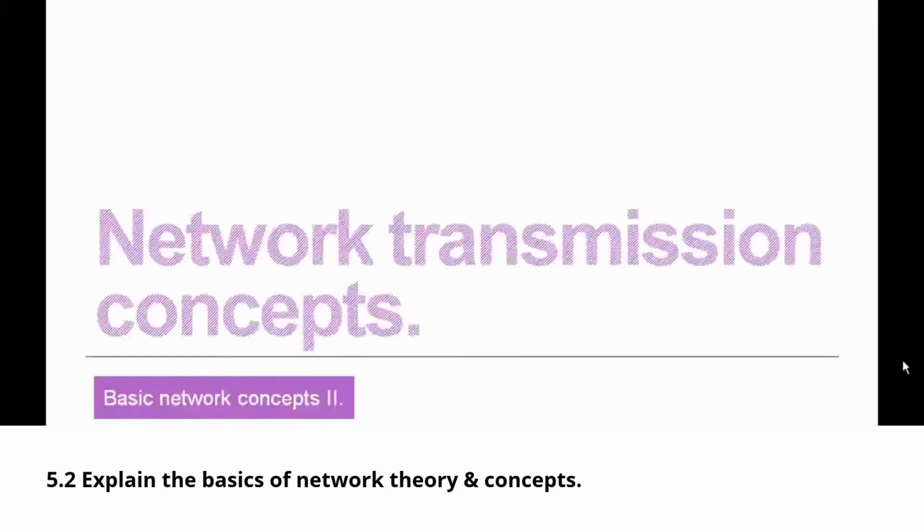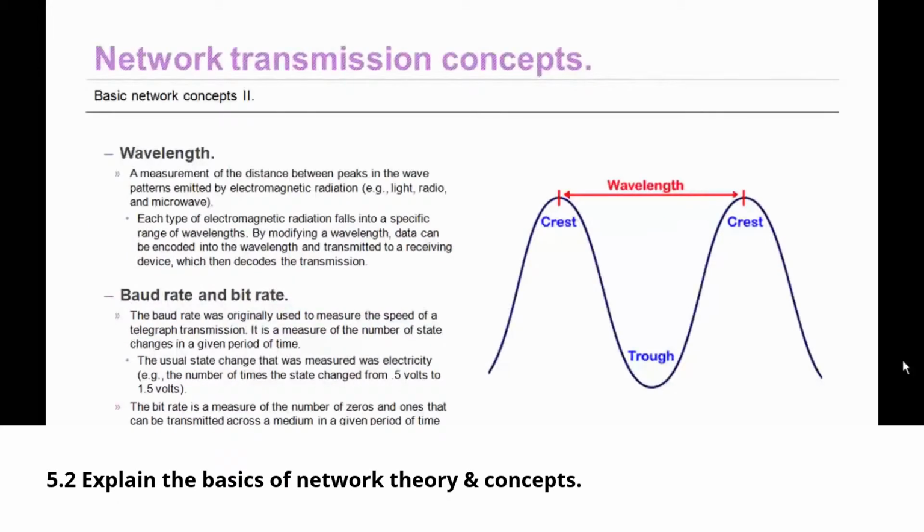I'm going to begin with network transmission concepts. The first concept is wavelength. Wavelength is a measurement of the distance between peaks in a wave pattern emitted by electromagnetic radiation, as in light waves, radio waves, or microwaves. Each type of electromagnetic radiation falls into a specific range of wavelengths. By modifying a wavelength, data can be encoded into the wavelength and transmitted to a receiving device, which then decodes the transmission.